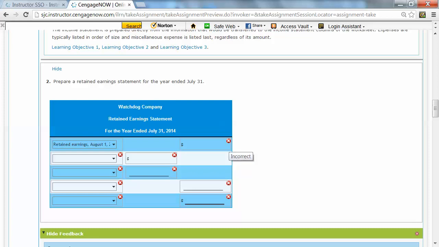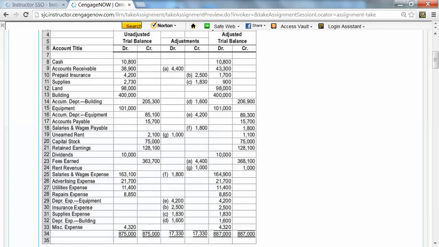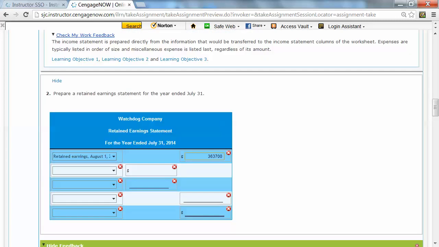the amount from that trial balance, was 363,700. I'm taking that number from right here. Oh, I'm sorry. I grabbed the wrong number. I need 128,100 is what I need. 128,100. So I grabbed the wrong one. So 128,100 is my beginning balance.